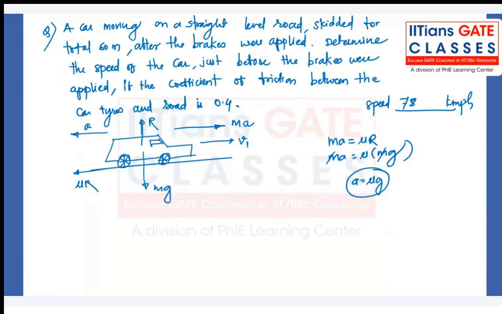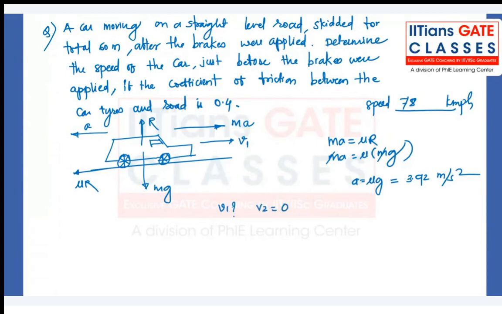So A is equal to mu times g. Mu is given as 0.4 and g is 9.81. So it's 3.92 meter per second square, a constant acceleration with which it is going. Initial velocity, we don't know. We have to calculate it. Final velocity, we know that is zero.